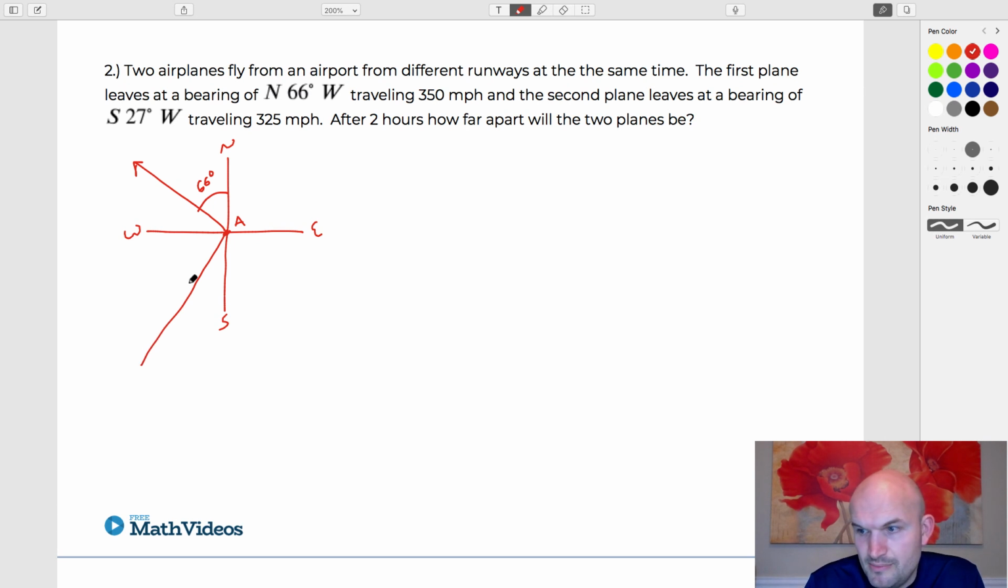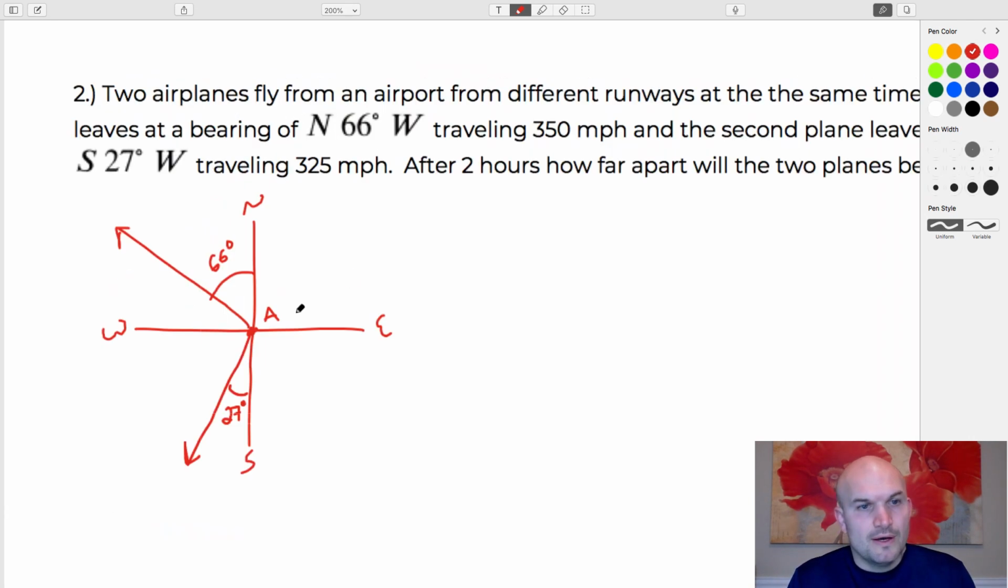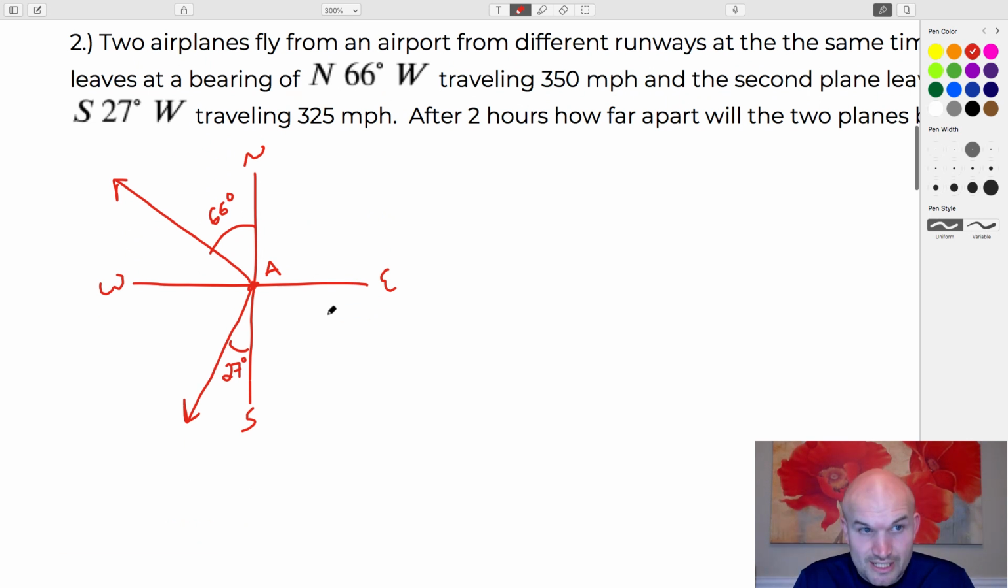Which one travels farther? This one's going 350 miles per hour. This one's going a little bit slower, so this one will be a little bit shorter. That one is at 27 degrees, so south 27 degrees west. Now, the question is, after 2 hours, how far will they be? Again, we're basically looking for this distance here.